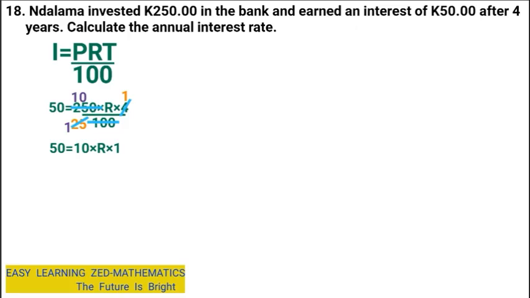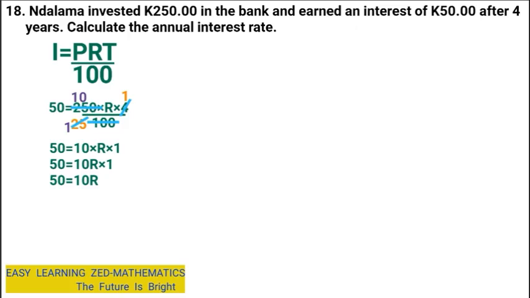Okay, then I do not have a denominator now. Then I'm going to simplify what is on the right side. Remember, I want to leave r alone because I want to find the value of r. So I'm going to write 50 is equal to, then I'm going to multiply 10 by r, which will give me 10r, then multiply by 1. Then I'm going to write 50 again, which is equal to 10r by 1, which gives me 10r.